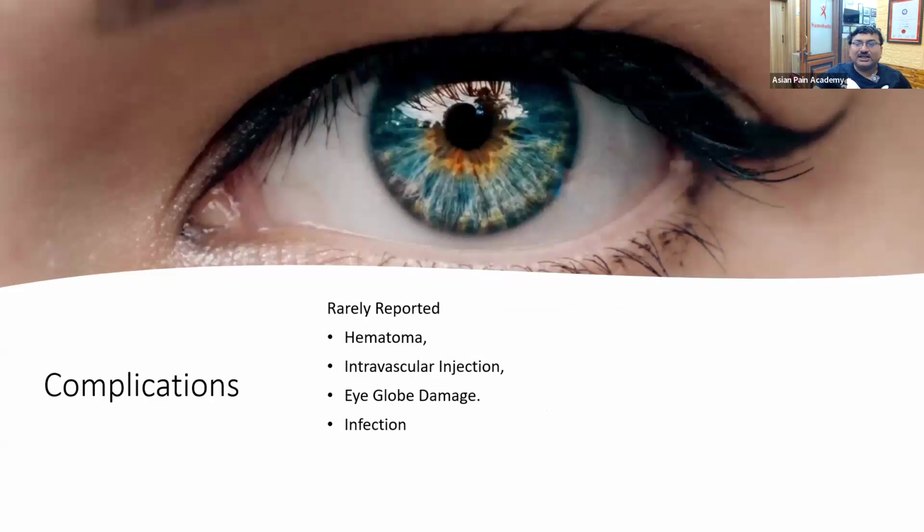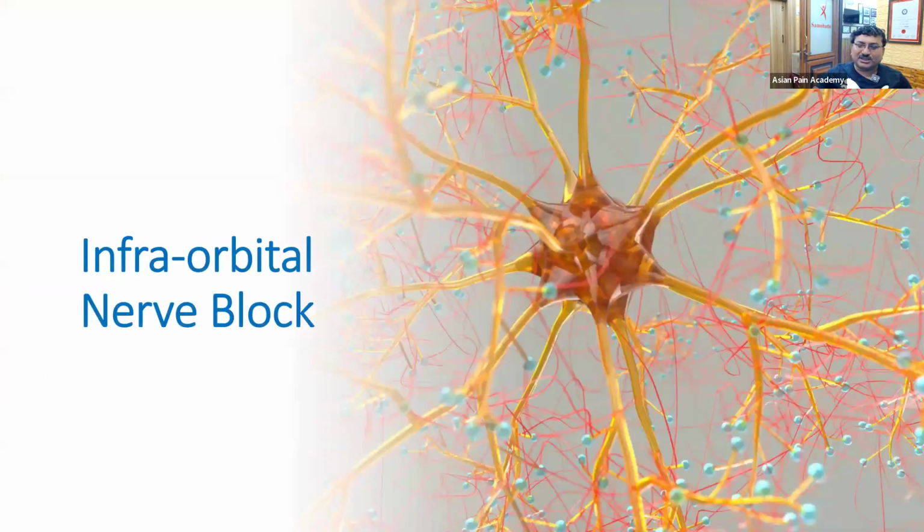Complications are very rare, which may include hematoma, for which you have to check beforehand that there should be no coagulation abnormality. There are chances of intravascular injection, for which we can aspirate and we can check the dye spread. Accidental eye globe damage is not easily possible unless you are doing it very blindly, putting your needle here and there. Otherwise the chances are very less, and chance of infection, for which you have to follow a very aseptic technique.